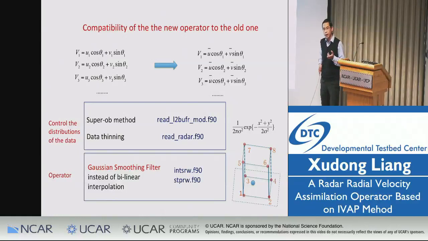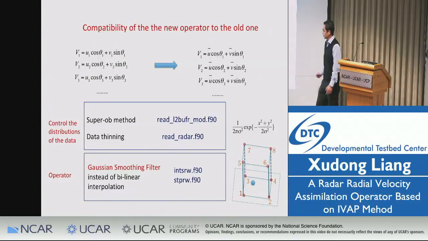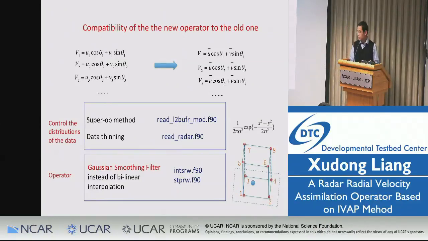Now in the traditional one, the bilinear interpolation is usually adopted. Now if we use the smoothing filter to get the large scale wind speed here, we can change the shape and the size of the grid we used. For example, the operator can use the model grid points around this point, for example 8 or even 32, or we can use larger or smaller.